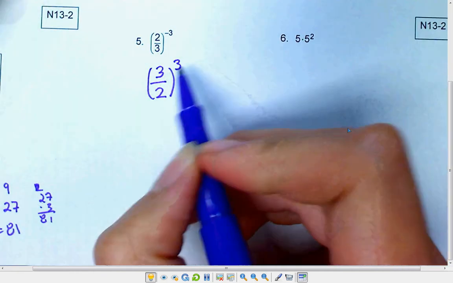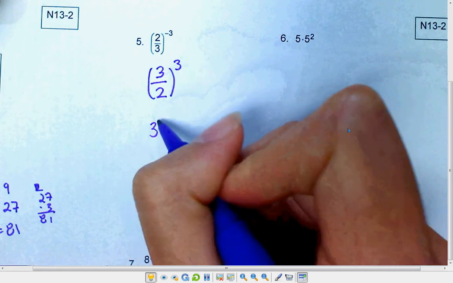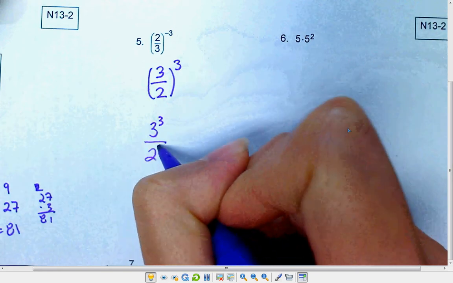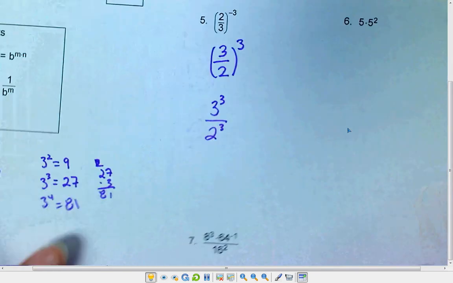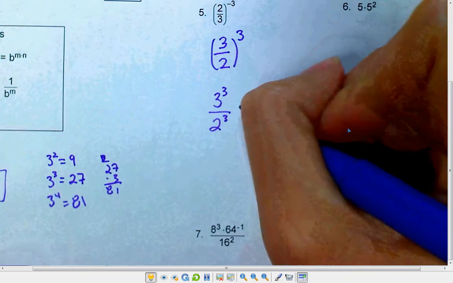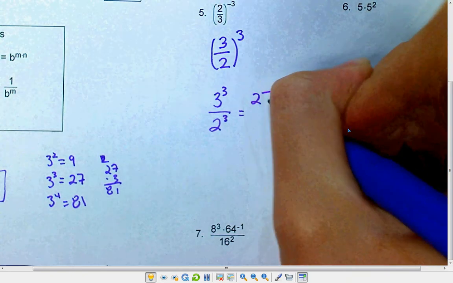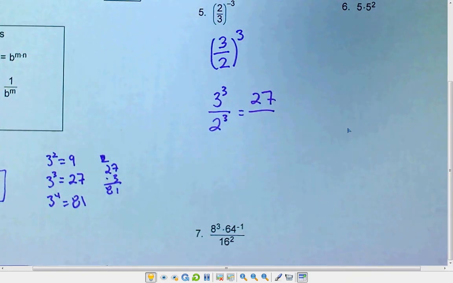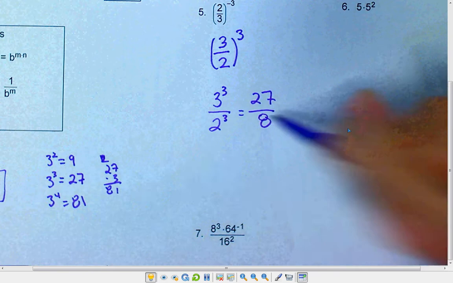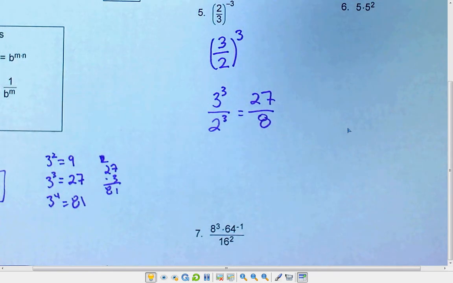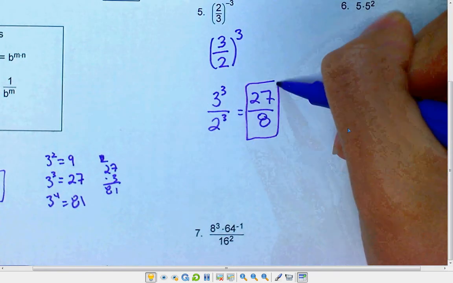Now all we're going to do is distribute the 3, so we're going to have 3 to the 3rd power over 2 to the 3rd power. We know 3 to the 3rd power is 27, and 2 to the 3rd power is 8. 27 over 8, we can't simplify that any further, so that is our final answer.